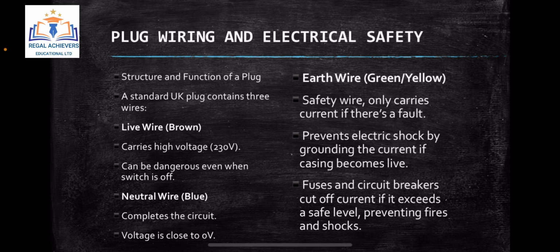But the neutral wire, you see that one is colored blue, it completes the circuit and the voltage is close to zero volts. And the earth wire is often colored green and yellow. It's a safety wire that only carries current if there is a fault. It prevents electric shock by grounding the current if the casing becomes live. Fuses and circuit breakers cut off current if it exceeds a safe level, preventing fires and shocks.